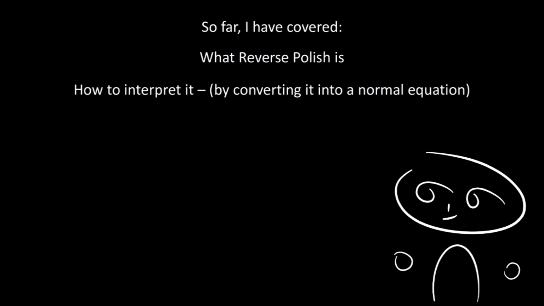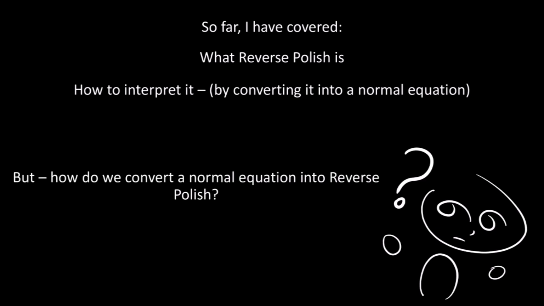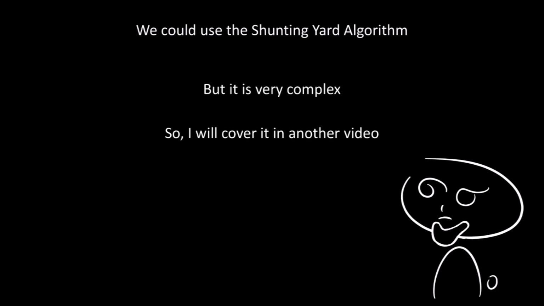So far, I have covered what reverse Polish is and how to interpret it by converting it into a normal maths equation. But how then do we convert a normal equation into reverse Polish? So how do we get the reverse Polish in the first place? We could use the Shunting Yard algorithm, but this algorithm is very complex, so I will cover this in another video.